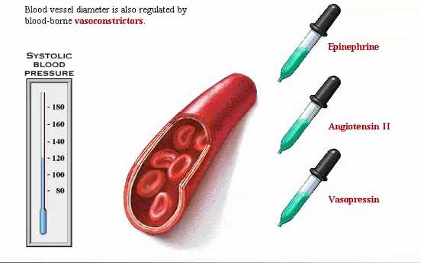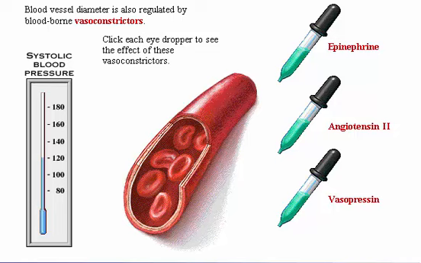Blood vessel diameter is also regulated by vasoconstrictors carried in the blood. Click on each eyedropper to see the effect of these vasoconstrictors.